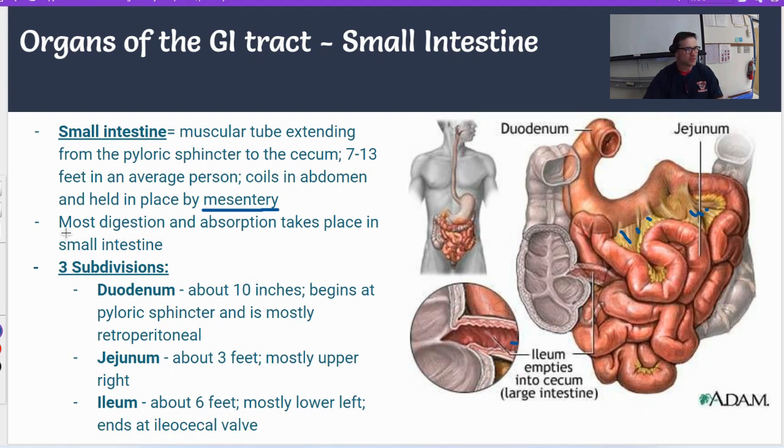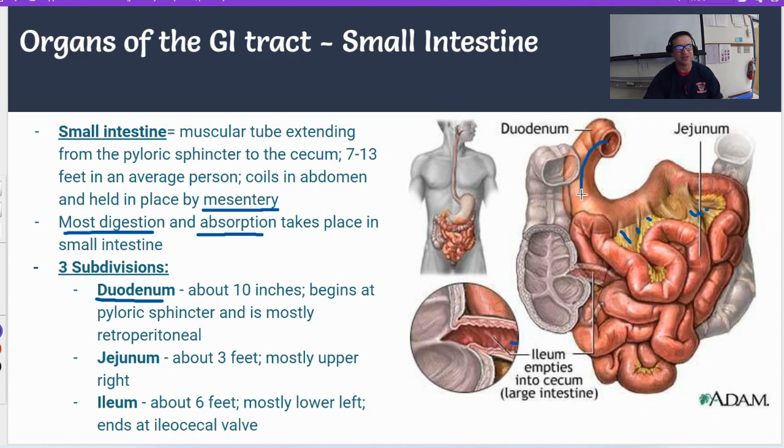All right, this is what you really need to know. Most digestion and most absorption occurs here in the small intestine. Around 90 or even greater than 90% of digestion and absorption occurs in the small intestine. So the first part is called the duodenum. It's the smallest, but I bet you're going to need to know more about the duodenum than the jejunum and the ileum combined.